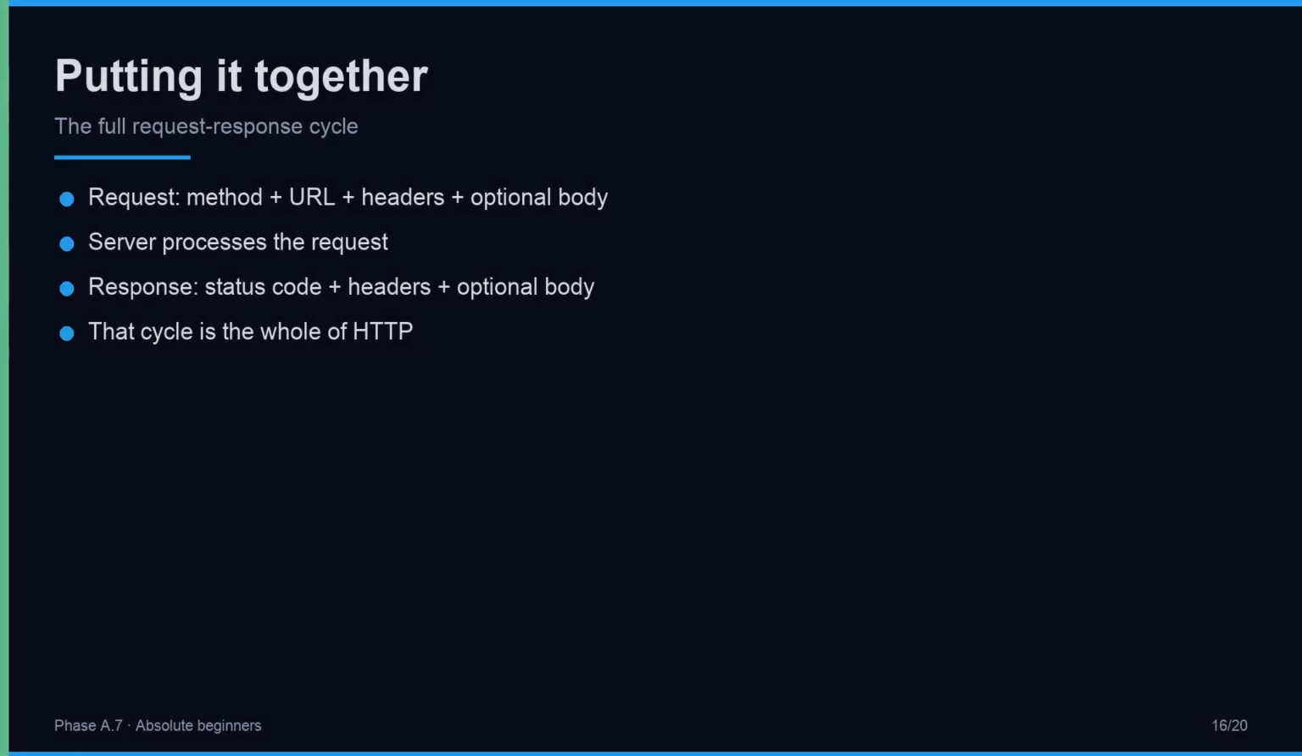Let us gather everything into one picture. A request is built from a method, a URL, headers, and an optional body. The server receives it, does some work, and sends back a response made of a status code, headers, and an optional body. That back and forth, request out, response back, is the whole of HTTP. Every web page you visit, every API call you make, every form you submit follows this exact cycle. Once you can see it, the internet stops feeling like magic and starts feeling like mail. You send a letter. You get a letter back.